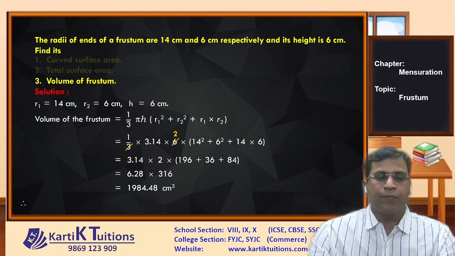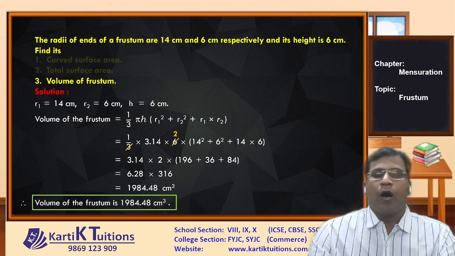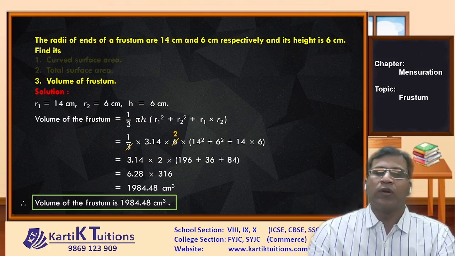So the volume of the frustum is 1984.48 centimeter cube. I hope you have understood this sum. Let's move towards the next sum.